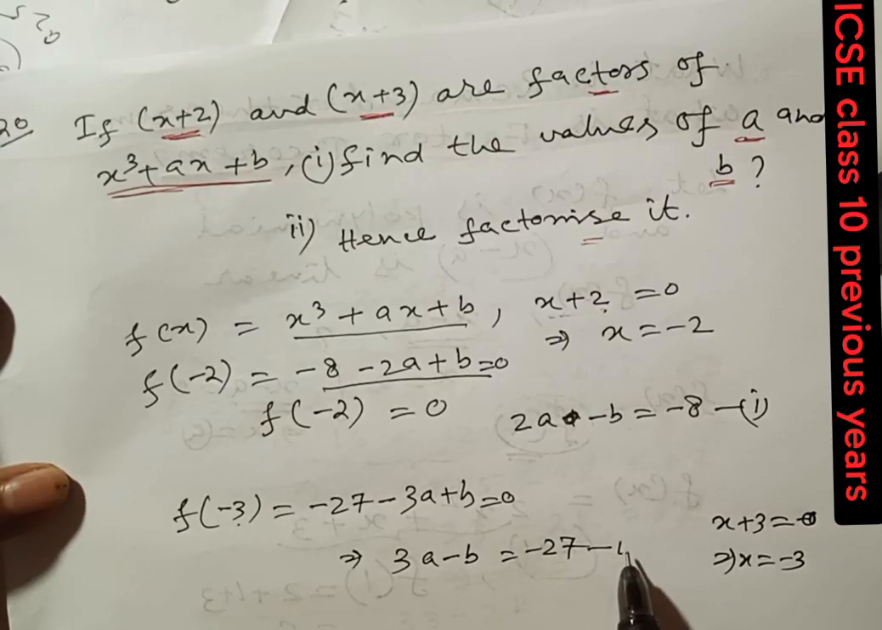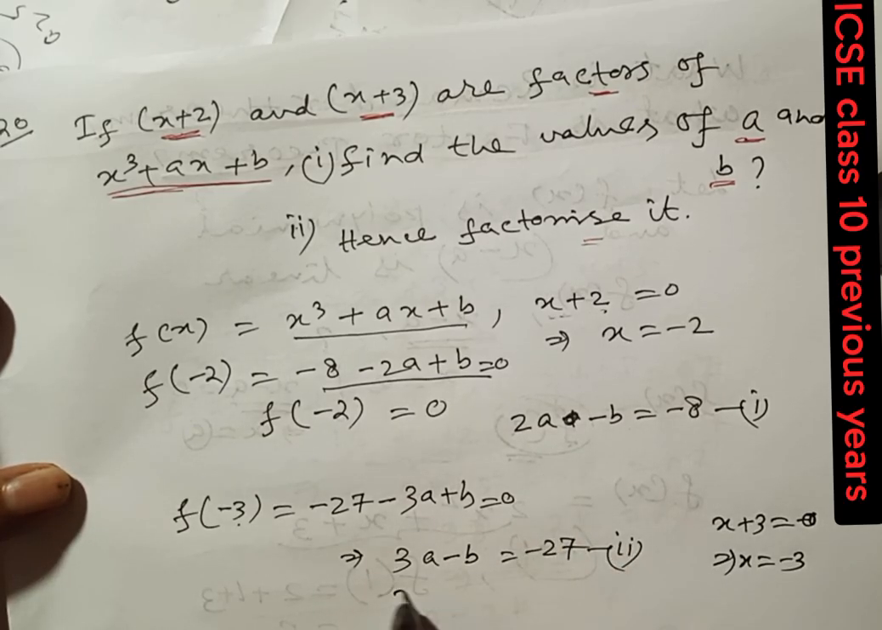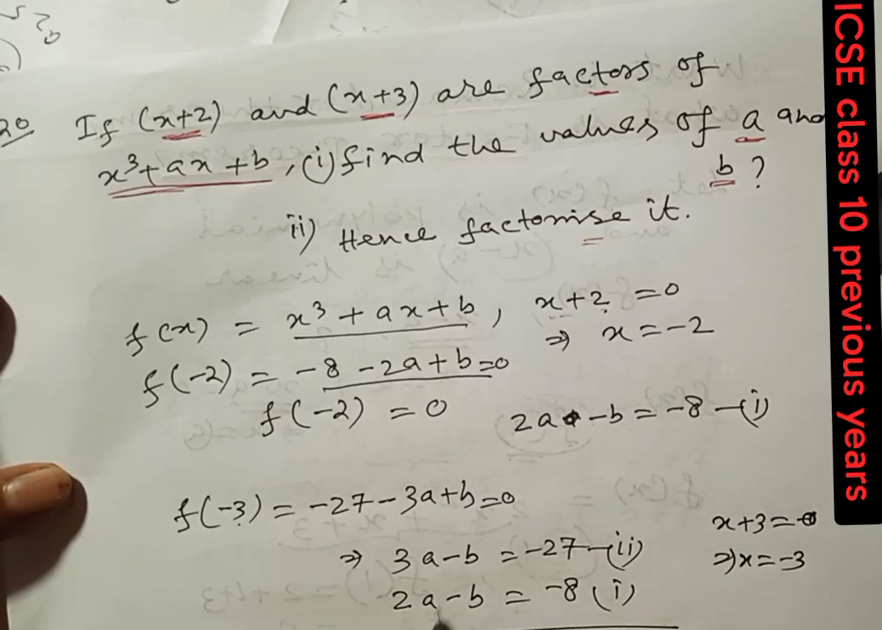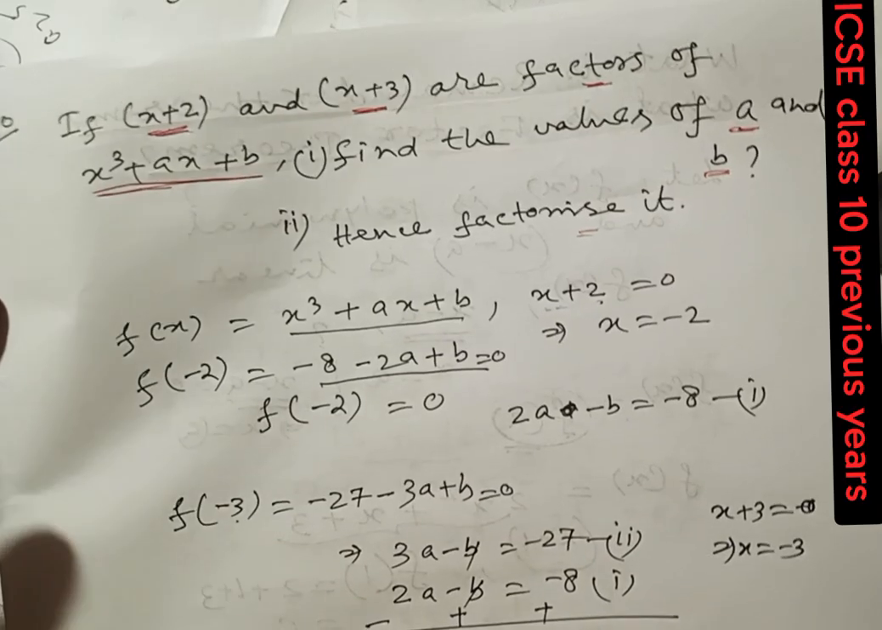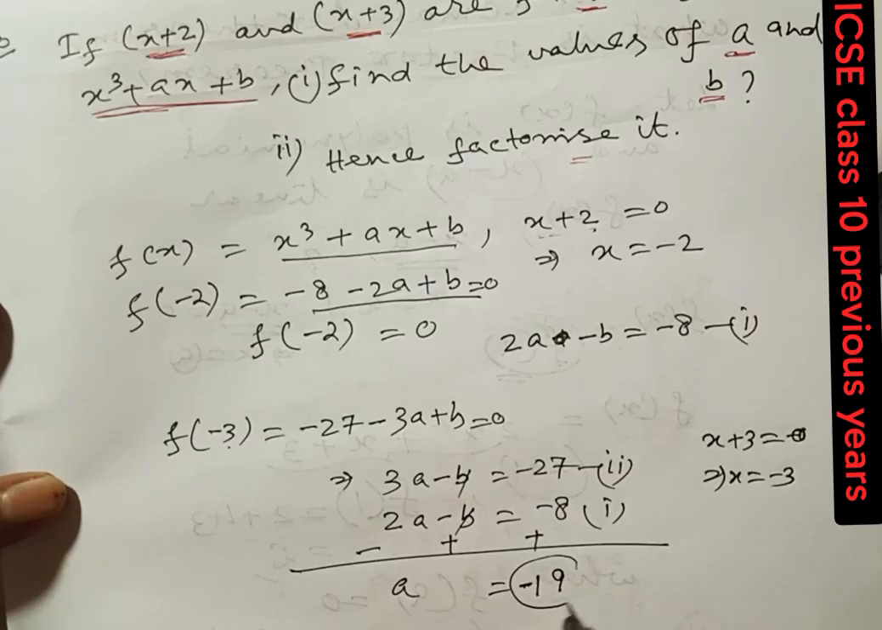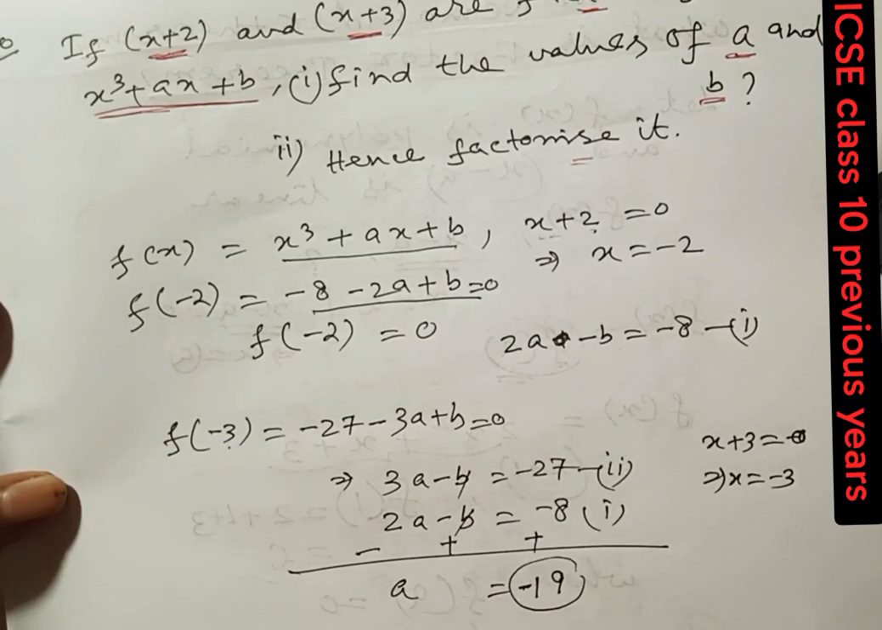So we get two linear equations in a and b, simultaneous linear equations. Now we solve these equations and find the values of a and b. Here we eliminate b, minus plus. So b is cancelled. a equal to minus 19, and we put this value in the equation.